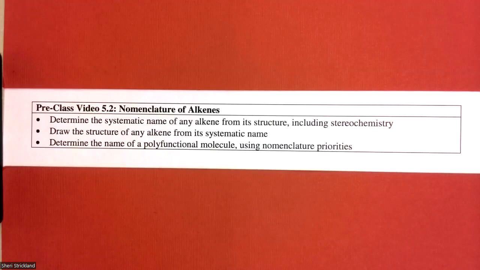In this video, we will complete our investigation of the nomenclature of alkenes. Take a minute to read through these student learning objectives. These are the things you should be able to do by the end of this video so that you're ready for the more difficult things we will do together in class.